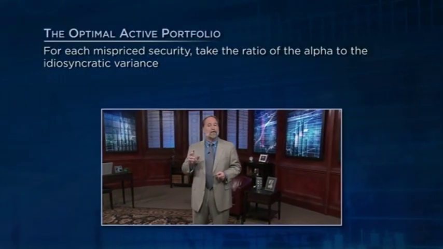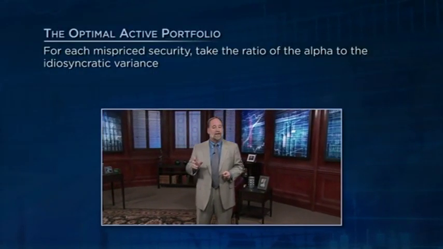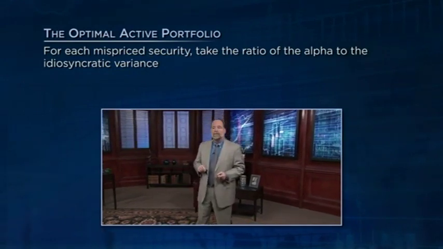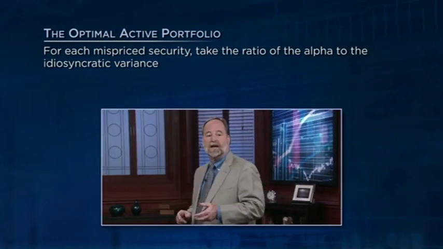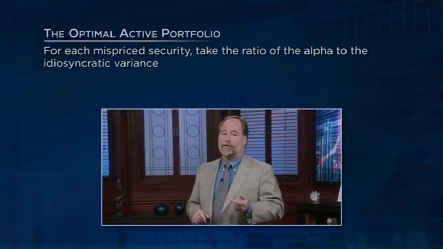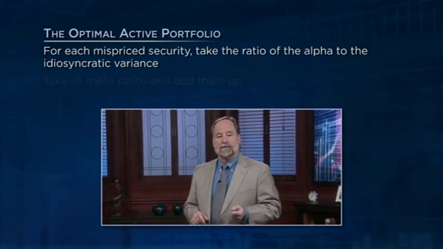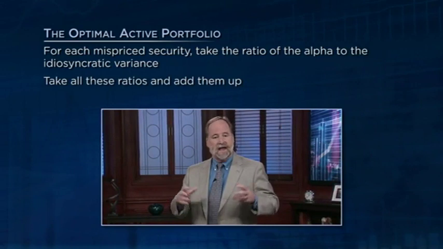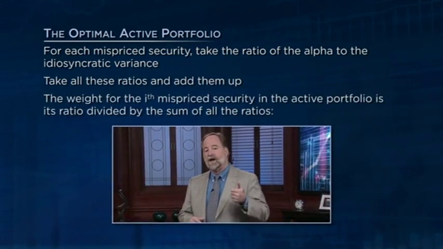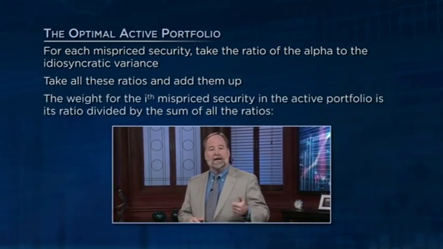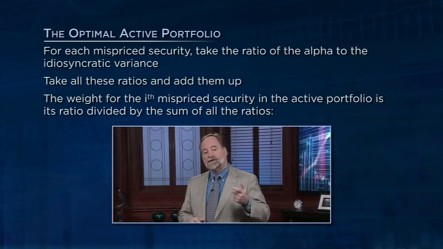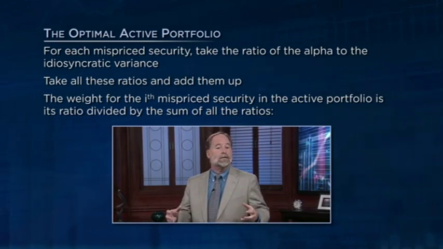To form the optimal active portfolio, you need the alpha and the idiosyncratic variance for each mispriced security. For each security, take the ratio of the alpha to its idiosyncratic variance. Note that some of these ratios may be negative because the alpha for an overvalued security may be negative. Take all of these ratios and add them up. The weight for the ith mispriced security in the active portfolio should be its ratio divided by the sum of all the ratios.